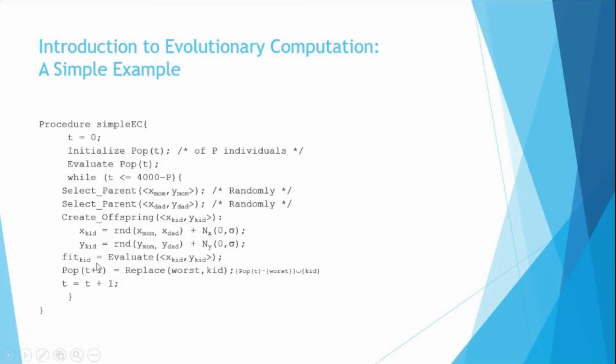Then we find out the fitness of the kid. In the next population, the population T plus 1, we remove the worst solution and add the kid to the population. If the kid is the worst, then we discard it. If the fitness of the kid is not good enough, then we can remove that one also. So we replace the worst individual in the population with the kid. Now we increase the generation by 1, that is T equals T plus 1. This process is repeated till T becomes equal to 4000 minus p. So that many values are checked.